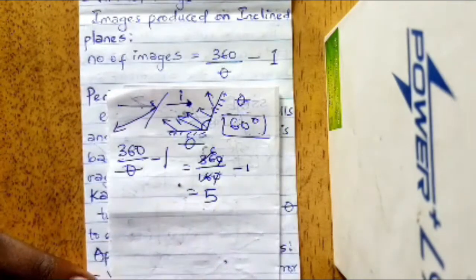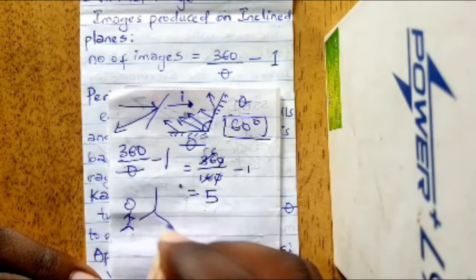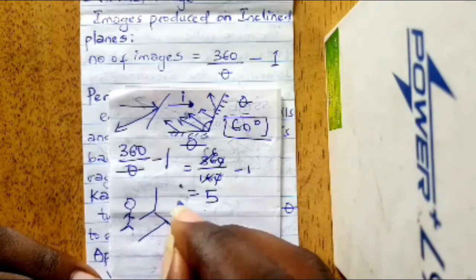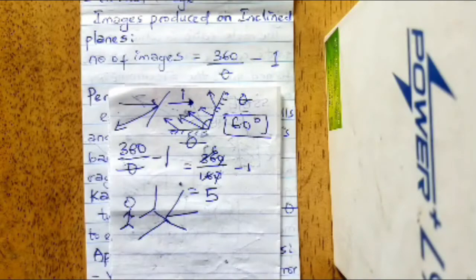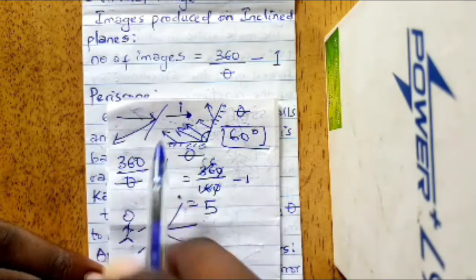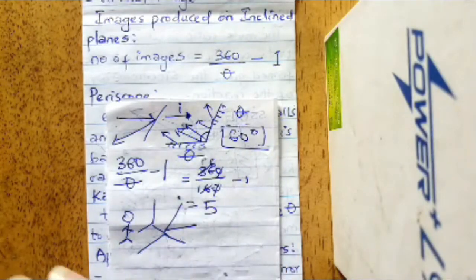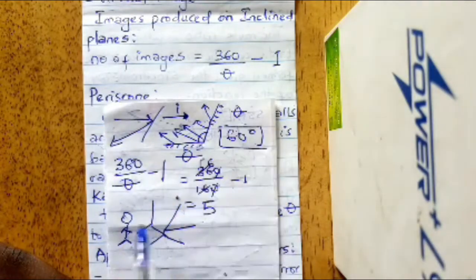So this is what we see when we enter malls with numerous glasses. Standing in front of different arrangements of mirrors with different angles to one another, you see multiple images of yourself. So this is as a result of this principle. The number of images formed is equal to 360 divided by the angle at which the mirrors are inclined to one another, minus 1.